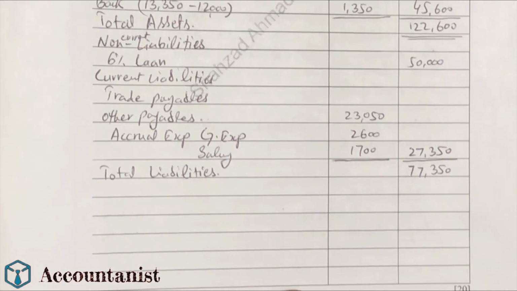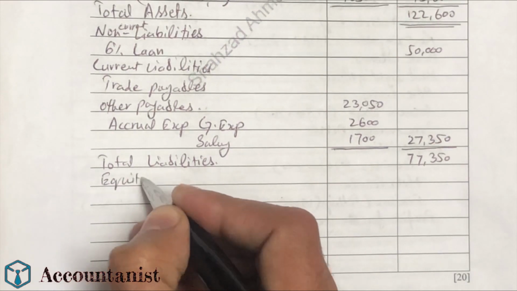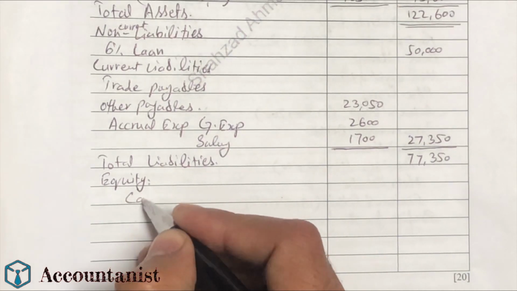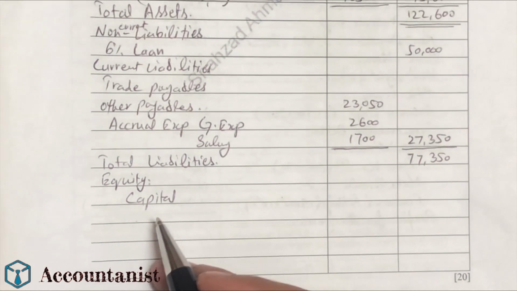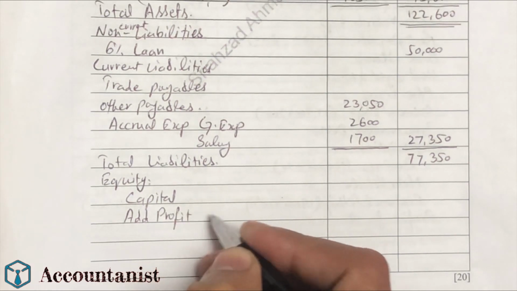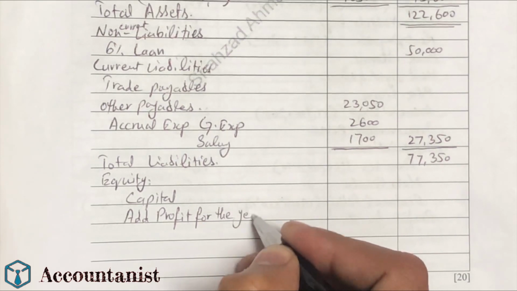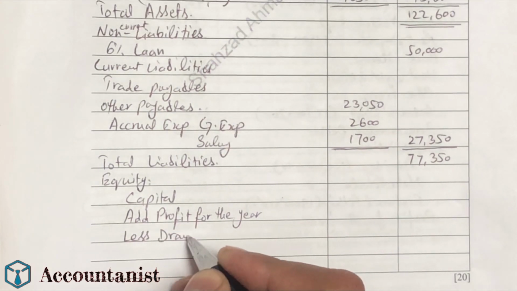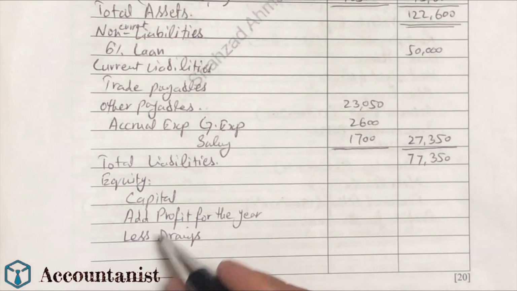The next section, the last section that we need to make, is the equity section, which means the capital section. So it starts from the capital. That will be the opening capital that we have in the question, and then we have to add the profit for the year into this because that belongs to the owner. So profit for the year, and we need to deduct drawings from this one, and that's the balance. That's the only adjustment that will come up here.